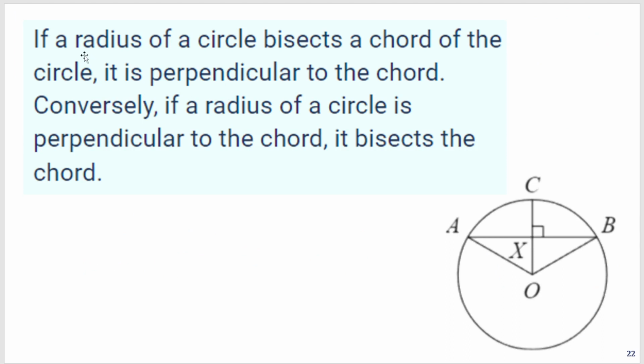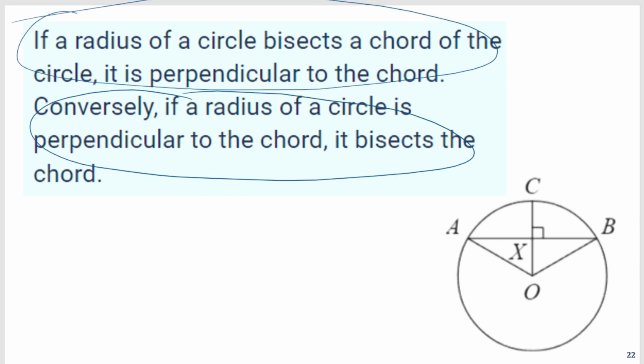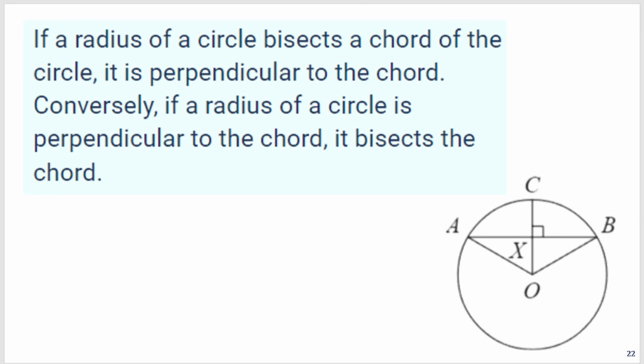In summary, if a radius of a circle bisects a chord of a circle, it's perpendicular to the chord. Conversely, if a radius of a circle is perpendicular to the chord, it bisects the chord. We have already proved the latter statement. You can figure out a way by yourself to prove the first statement. Actually, the reverse statement is also true. Again, you can use this as a theorem in your future lessons.